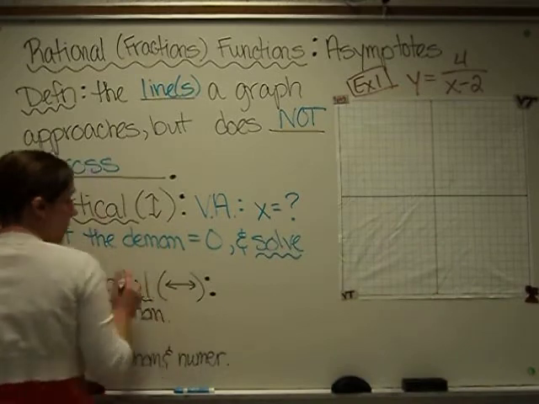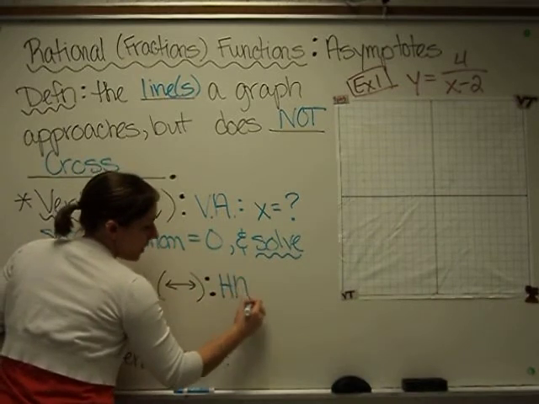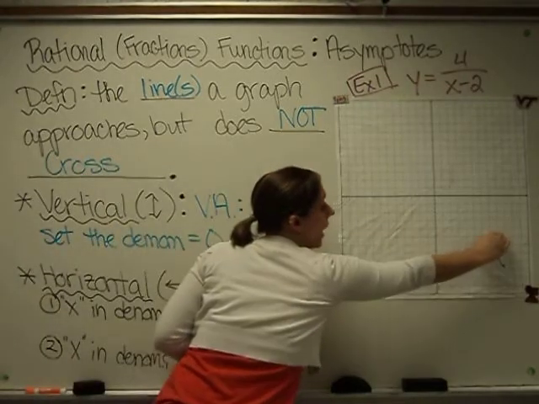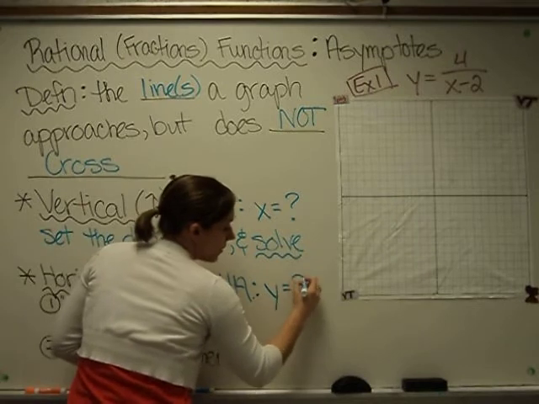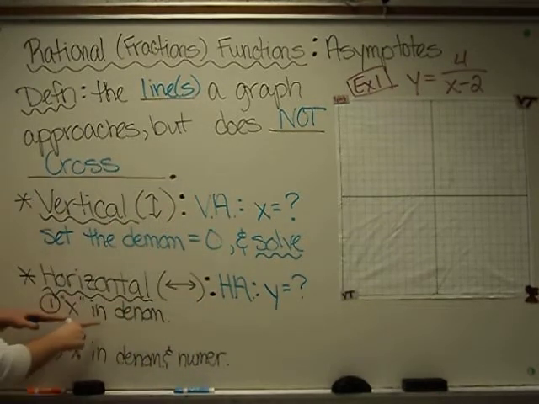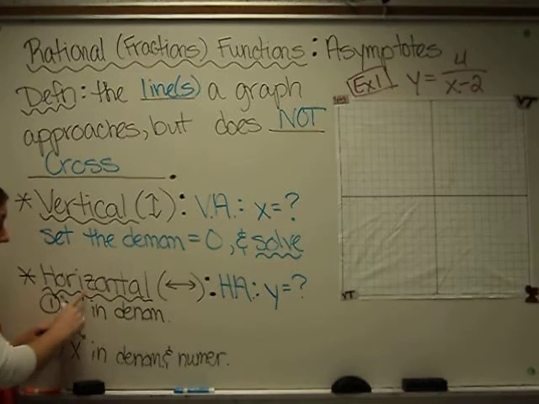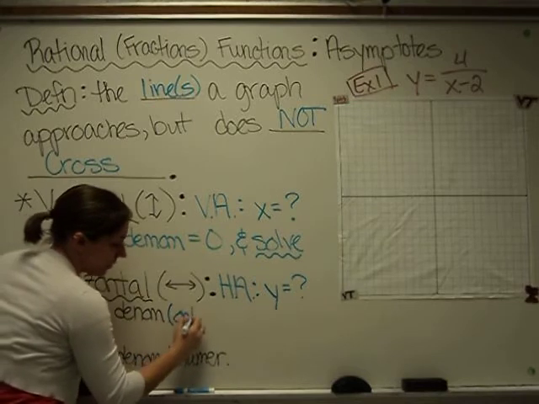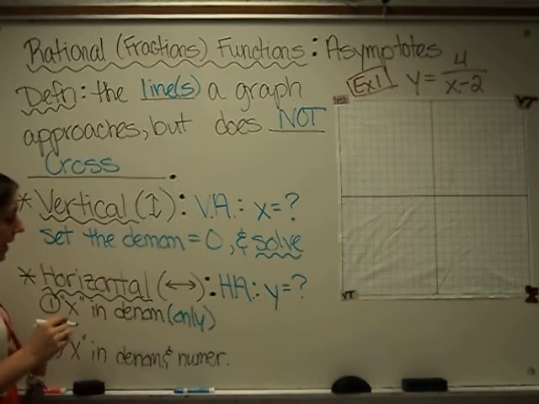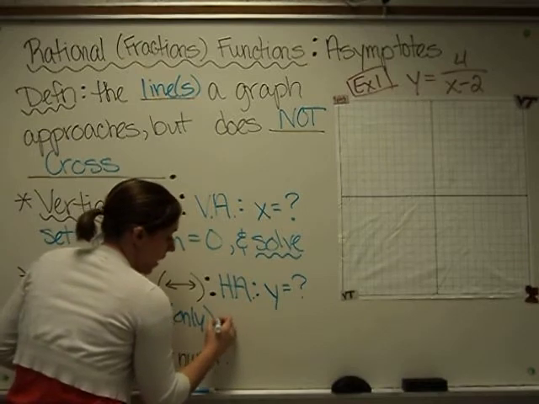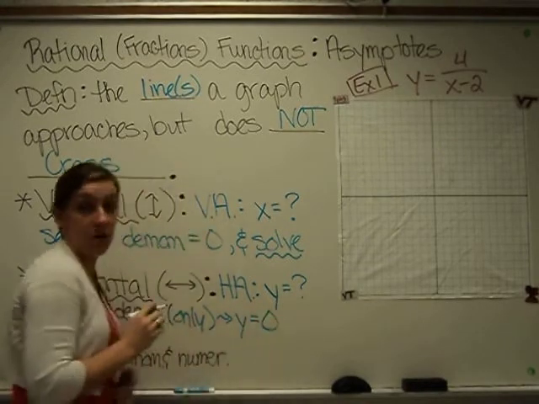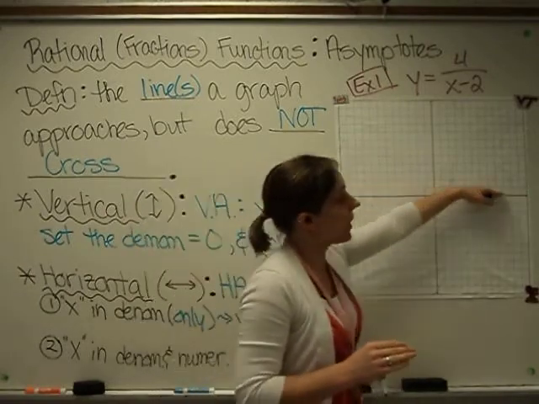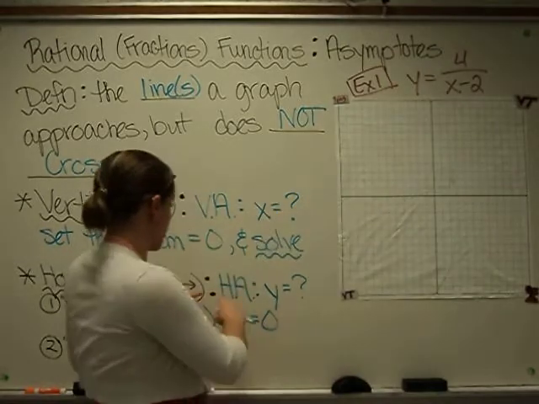Alright, so then the horizontal, a lot of times we write it as HA for horizontal asymptote, and because it's going across, it crosses the y-axis. So that will be y equals a number. All right, and there's two different scenarios. If the x is only in the denominator, okay? So in the denominator, we'll say only. All right, then it is just that y equals 0. So it's actually our x-axis. It's just a dotted line right here because y is 0. All right, and it's got to go horizontal.